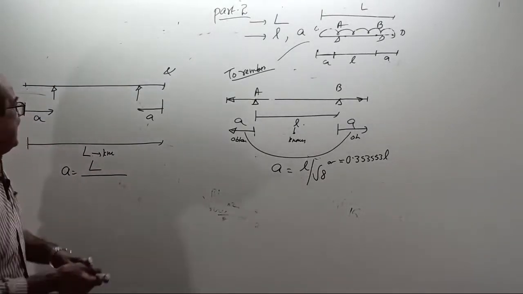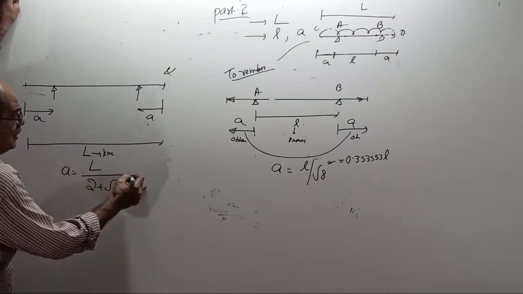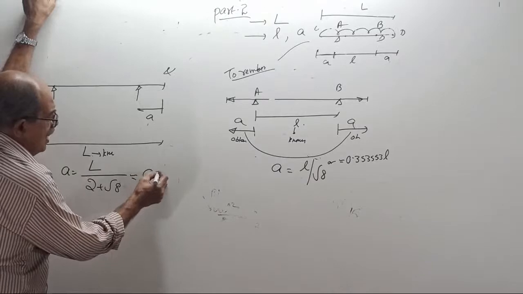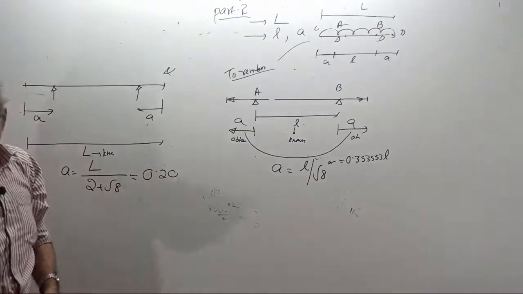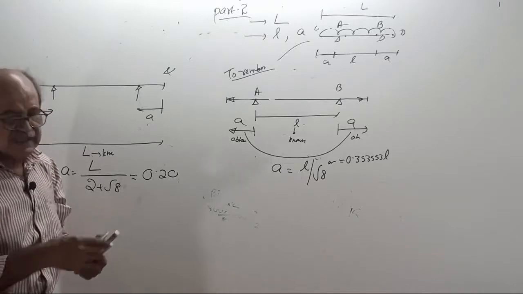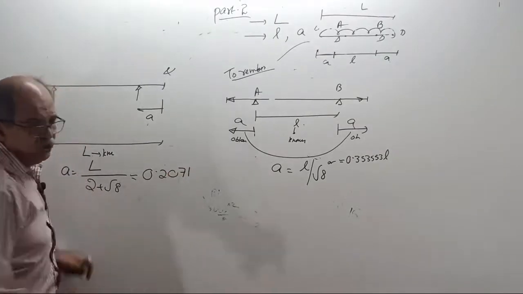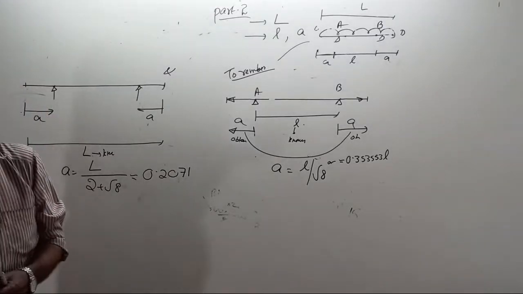2 plus root 8, or you can tell approximately 0.2071, almost 0.2071. If you want more, 0.20710678.